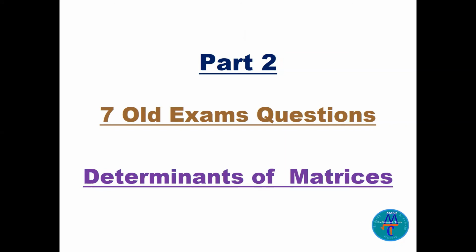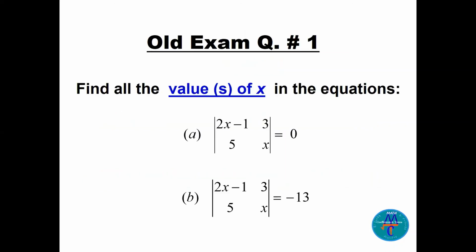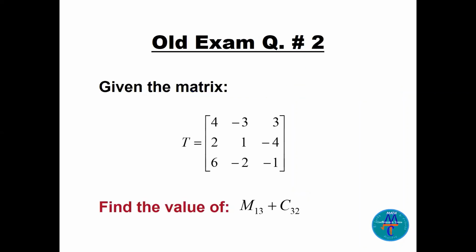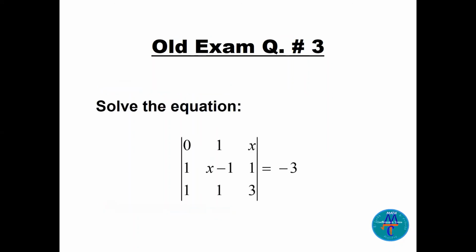And then 7 old exams questions as usual on the determinants. This is question number 1. Find the values of the x in these equations, A and B. Find the value of M13 plus C32. This is minors and cofactors, remember? You can go to the lecture and check. Solve the equation. We have the determinant is equal to -3.